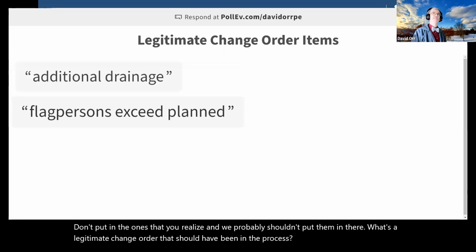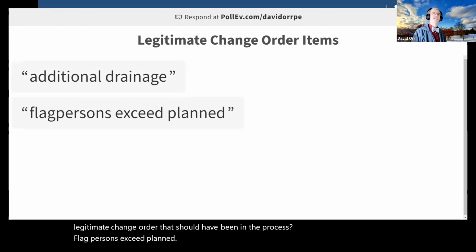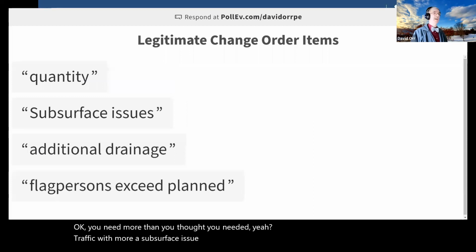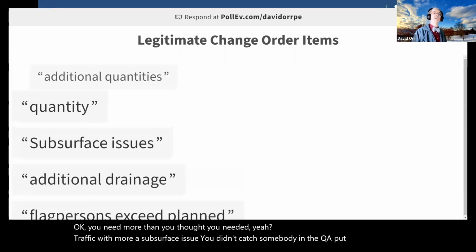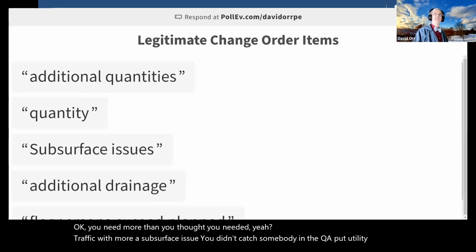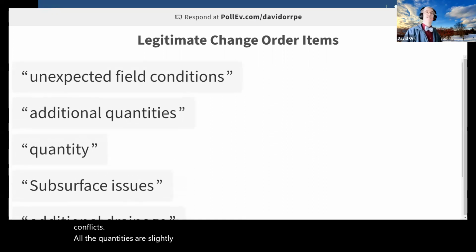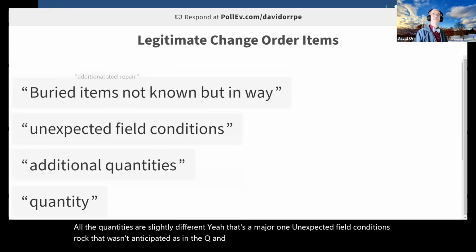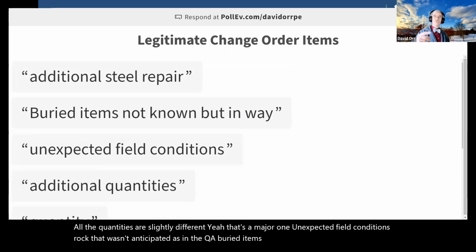Flag persons exceed planned. Okay. You need more than you thought you needed. Yeah. If traffic was more. A subsurface issue you didn't catch. Somebody in the Q&A put utility conflicts. The quantities are slightly different. Yeah, that's a major one. Unexpected field conditions. Rock that wasn't anticipated is in the Q&A. Buried items. Do you notice a trend here?